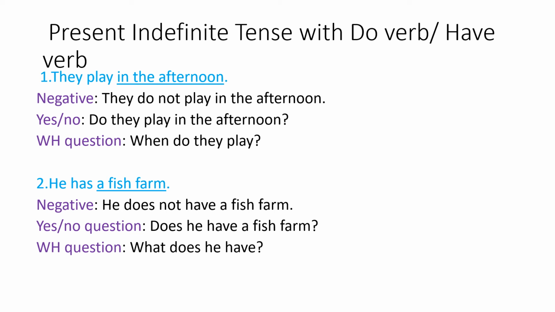If you are habituated to turn these sentences in this way, then it will be very easy for you to understand the tense properly. Because what present indefinite tense is in negative form, in yes no question, in W's question, you are learning that. You can easily identify.